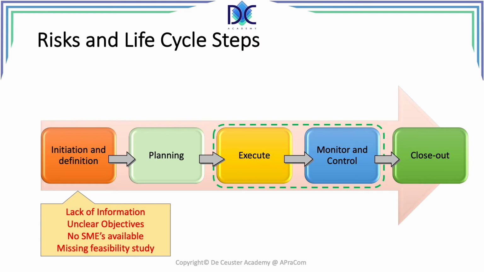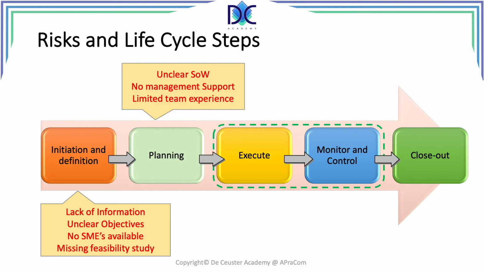We may be confronted with lack of information, unclear objectives. We don't have a subject matter expert available, and there may not be a feasibility study. So there may be some elements that we miss at this moment and that we will only obtain later during the project management process. In planning, well, we can have an unclear statement of work, no management support, and limited team experience. Typically elements that can be resolved. We have to identify where we have those problems. And of course, once we know where we have the problems, we can find a way to resolve them.